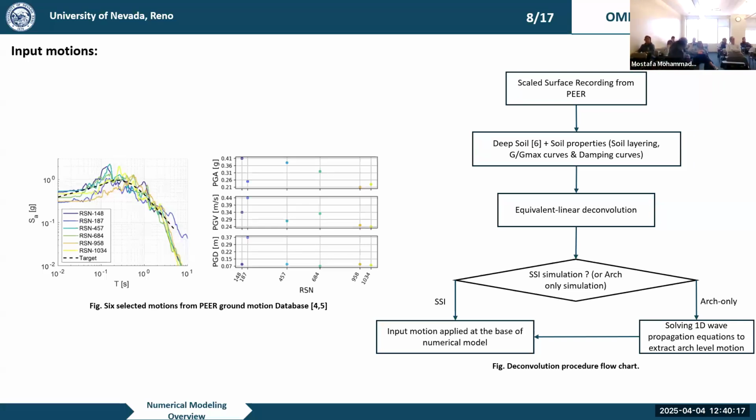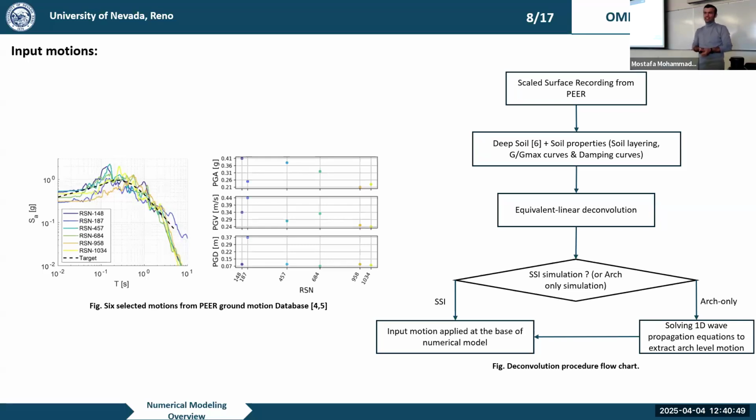Yeah, that's a good point. The thing that I was able to do was, instead of using the linear deconvolution, I used the equivalent linear, which takes into account the layering and the nonlinear behavior by defining the shear modulus curves and the damping curves. So it still might have some uncertainties, but it was the best thing that I could do so far. But I will definitely take a look at that to see if I can improve it. Thank you very much.